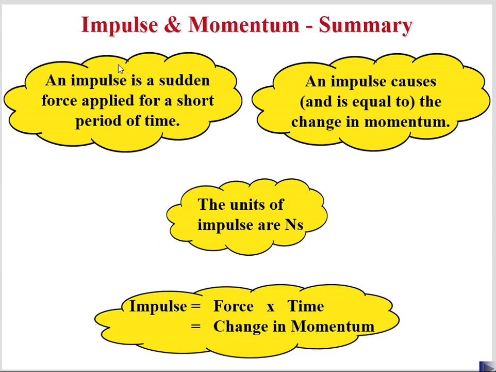So just to recap, an impulse is a sudden force applied for a short period of time. An impulse causes and is equal to the change in momentum. The units of impulse are newton seconds, or kilograms meters per second, which is exactly the same as the units for momentum. And impulse is force times time, which is change in momentum.